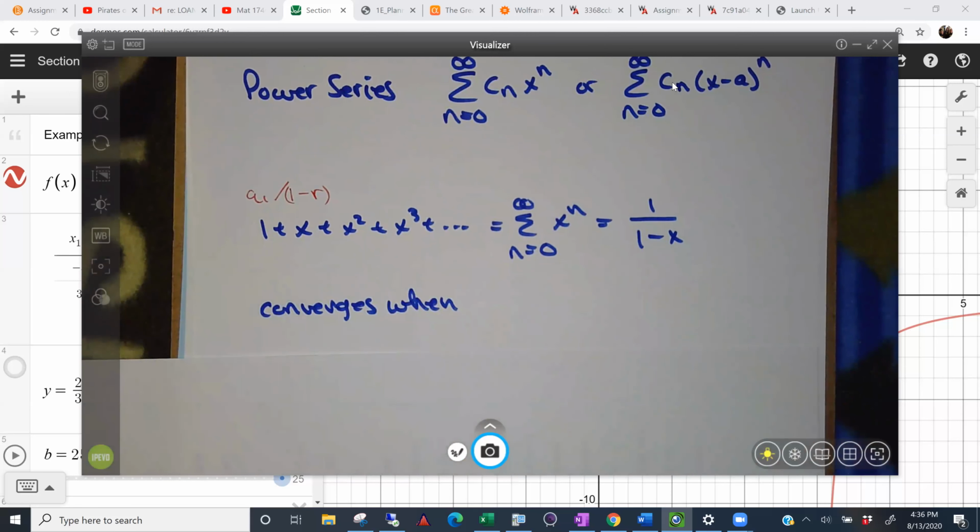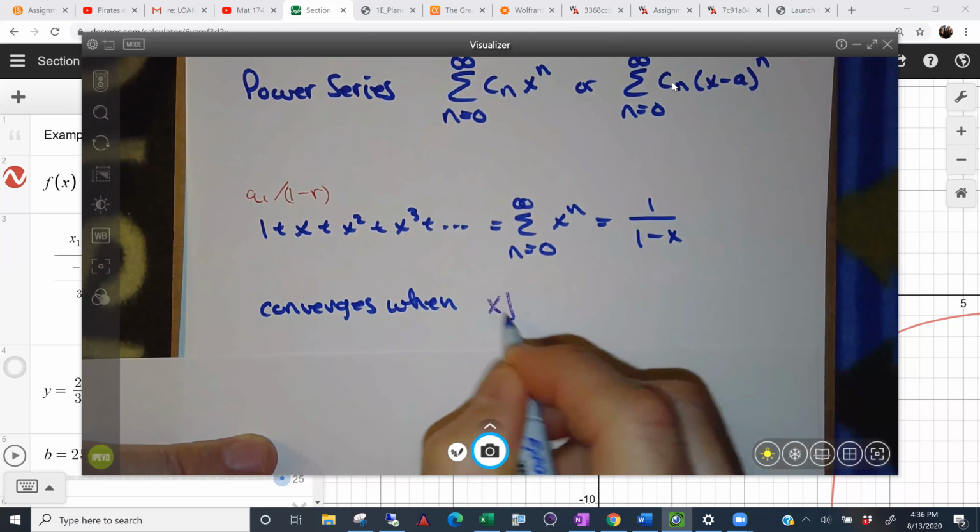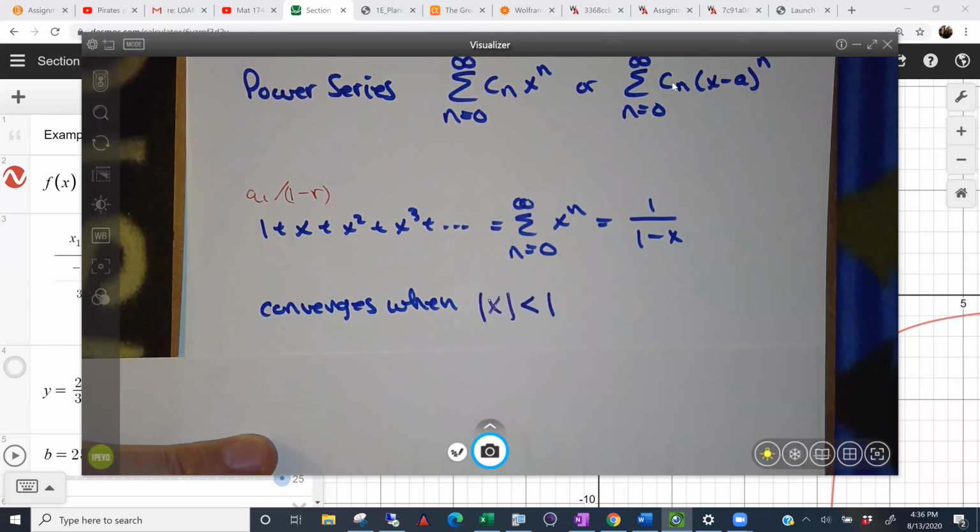Now quiz yourself. When does this converge? For what values of x? If you said absolute value of x is less than 1, bingo.